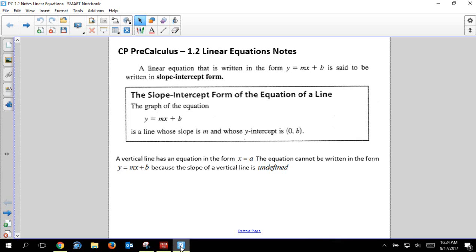Yeah, let's stay at algebra 1 all year. We just stay at algebra 1. No, this is pre-calculus here.